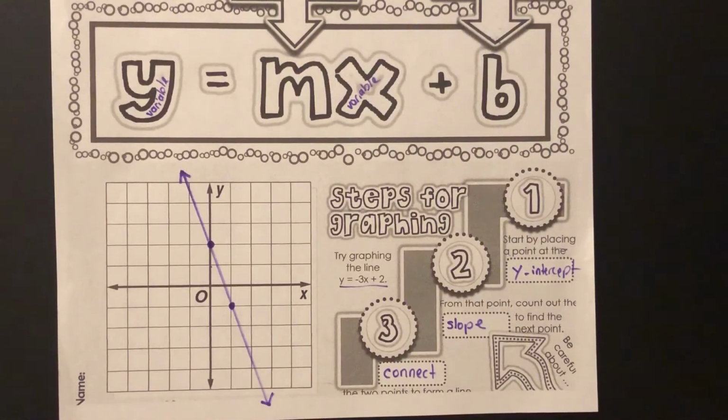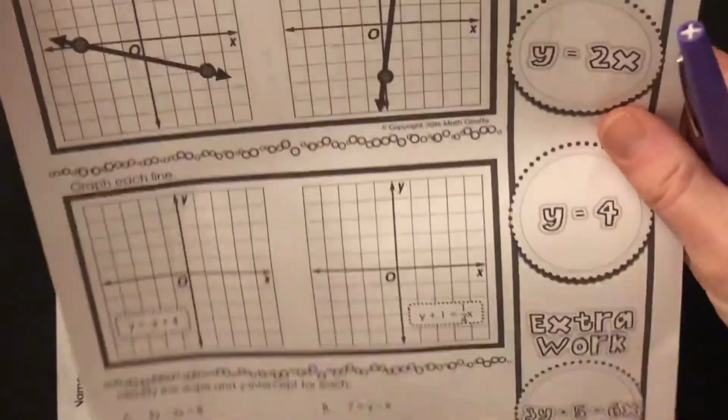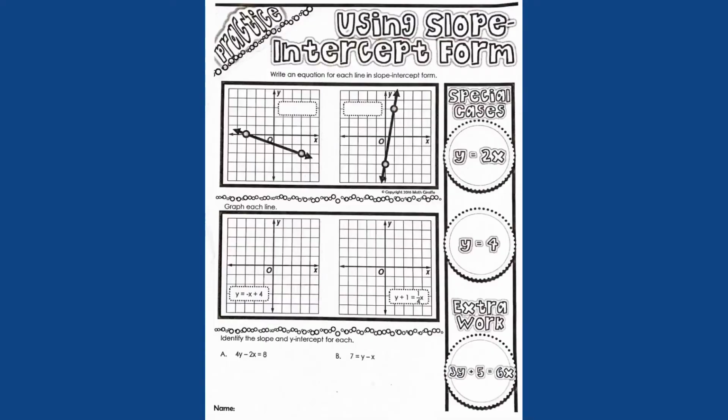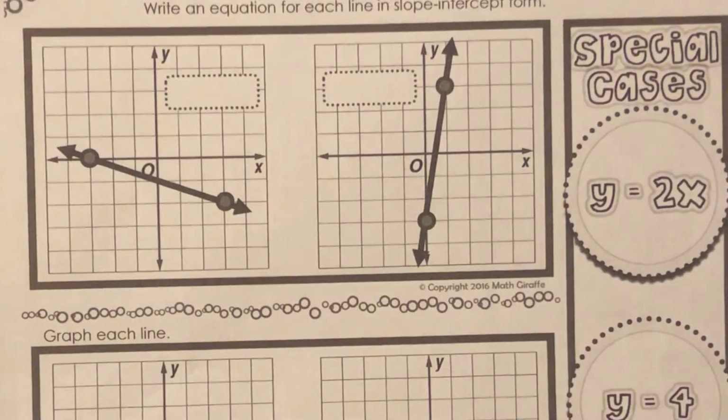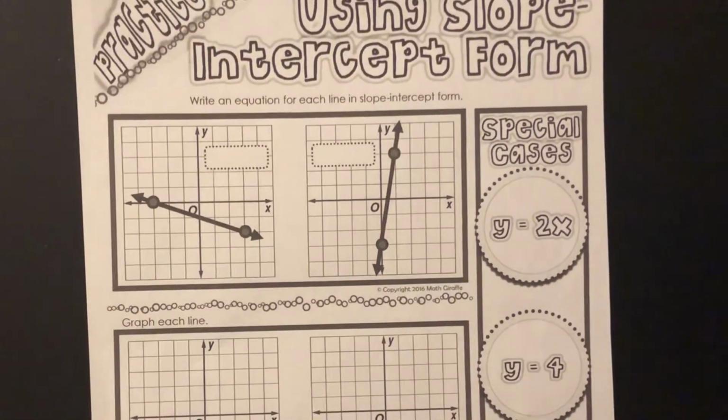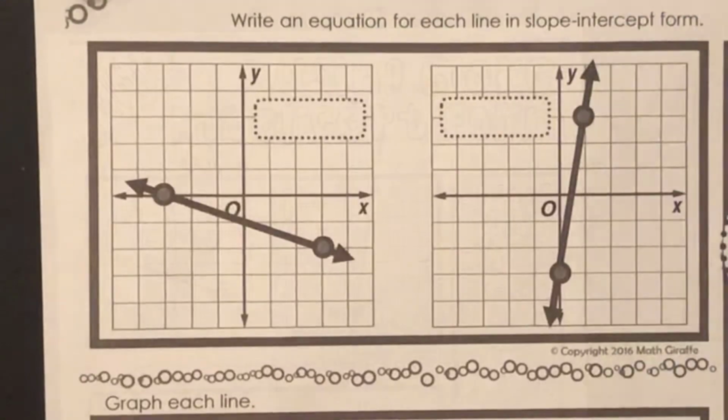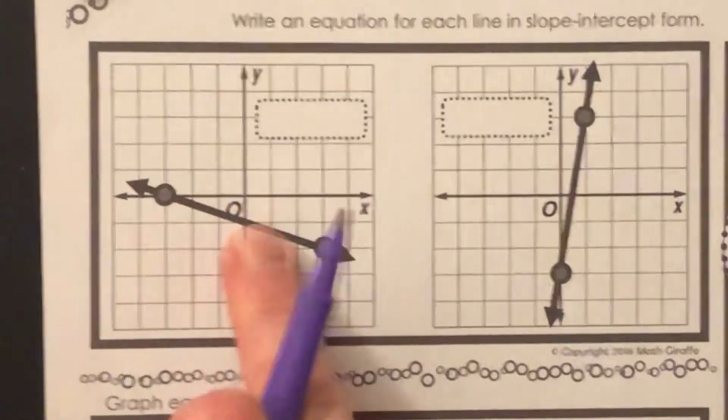And so you're going to do a few more of these. So turn your paper over or get the next page, regardless whether or not they're stapled. We're going to practice using the slope-intercept formula. We are actually going to do the opposite. We're going to write an equation from the line.